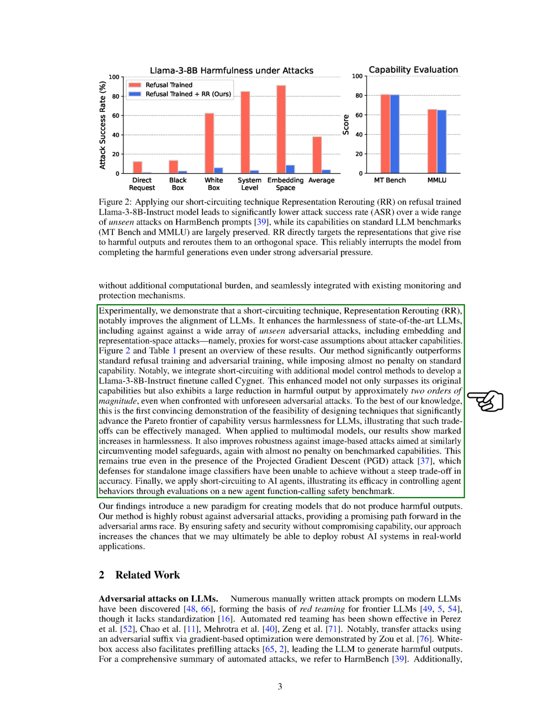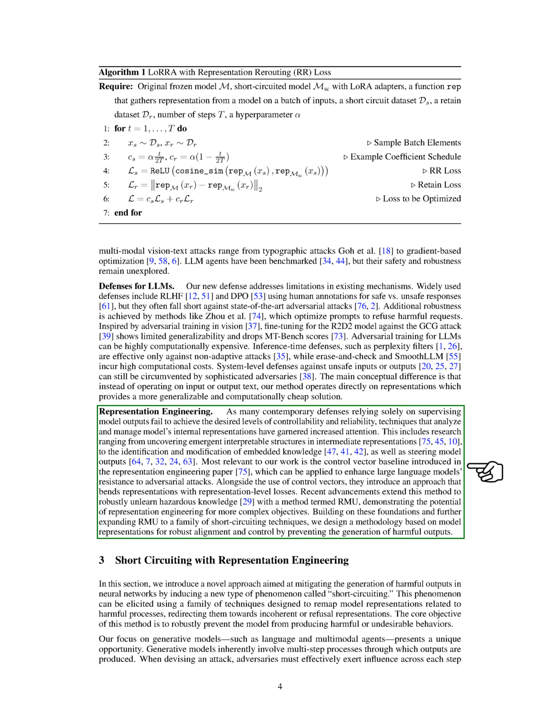Our approach represents a significant advancement in balancing model capability and harmlessness for LLMs, demonstrating that it is possible to manage these trade-offs effectively. When applied to multimodal models and AI agents, short-circuiting shows promising results in improving safety and robustness against various attacks. This new paradigm offers hope in the ongoing battle against adversarial threats, paving the way for the deployment of more secure and reliable AI systems in real-world scenarios.